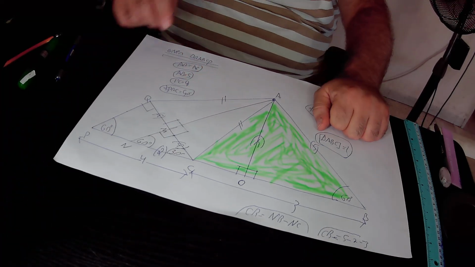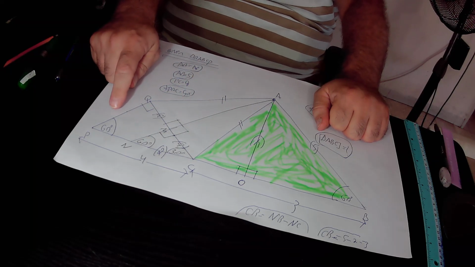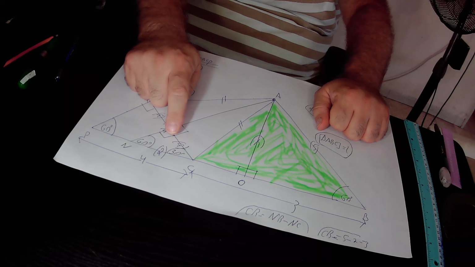So in the big right triangle PQC, 90 degrees plus 60 degrees is 150 degrees, and therefore this third missing angle must be equal to 30 degrees in its size according to the rule that the sum of the angles in any triangle is equal to 180 degrees.